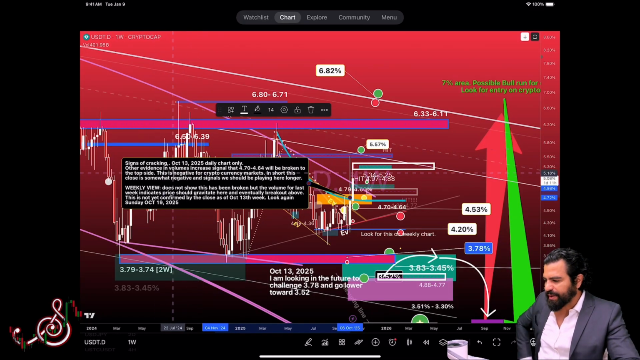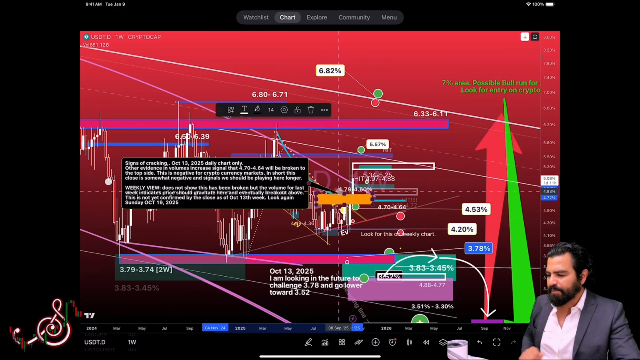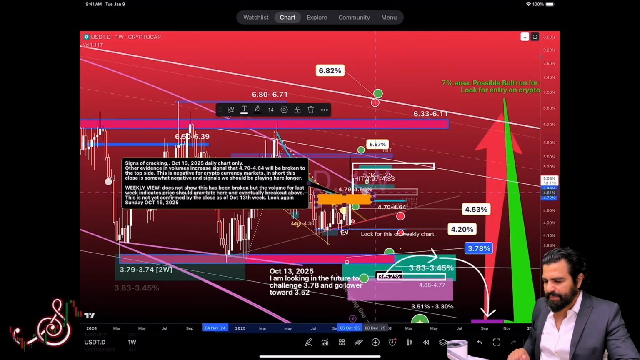Signs of cracking October 13th. Other evidence and volume increases. Increased signal that 4.70, 4.6 will be broken to the top side. Yeah, this is negative for cryptocurrency markets. In short, there's a close somewhere negative. Signals that we should be playing here longer. The weekly view does not show it's been broken, but the volume for the week indicates that price should gravitate there, and eventually a breakout above this area.